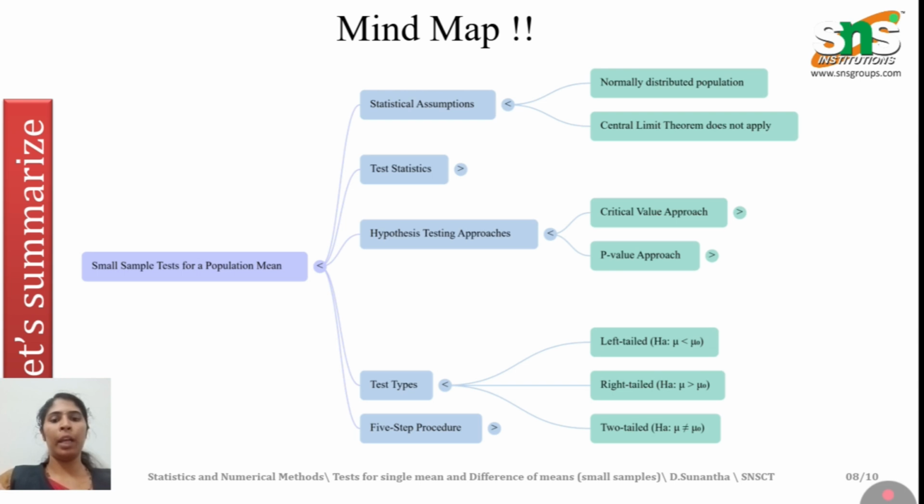Next is a small mind map, in which we have seen initially what is a single mean, what is a difference of mean, how to frame the null hypothesis and all the step-by-step procedure in the ideate part, and the formula, everything in the prototyping and testing part, and the applications.